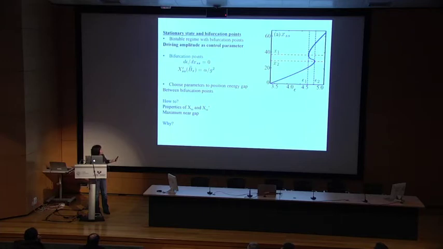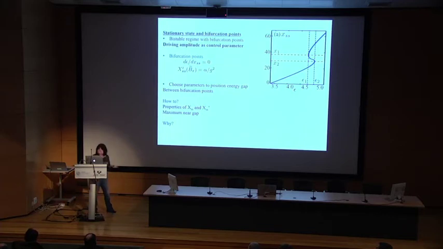The property of the bifurcation points: if you rotate this figure by 90 degrees, you're going to see that at the bifurcation points, d epsilon/dx_ss, the displacement of the cavity, is equal to 0. Which means the following relation: the derivative of the operator average is going to be equal to alpha divided by g squared. Alpha is just a constant that depends on the detuning and the cavity damping. So basically, I showed the bifurcation point satisfies this condition. What we are going to do is choose the parameters in this system to position the energy gap between the bifurcation points.